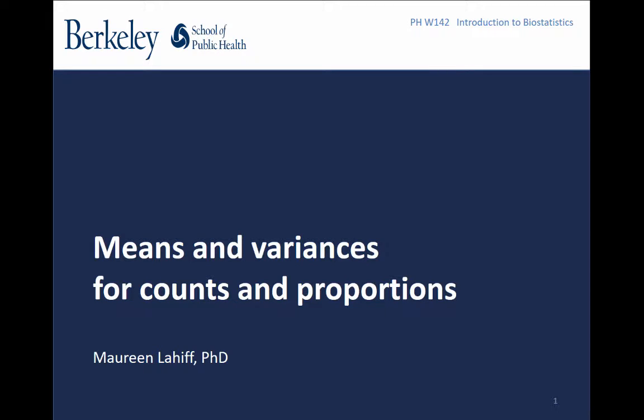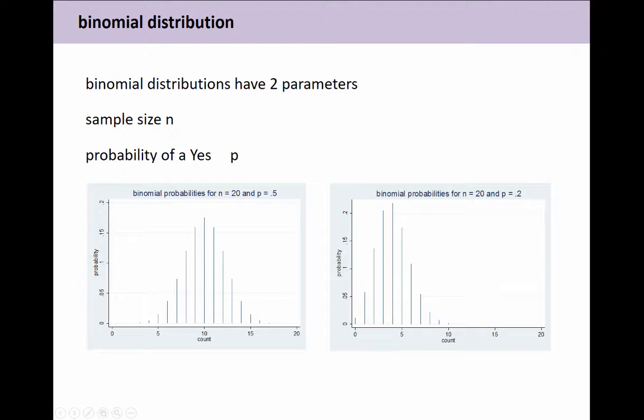Now we're going to look at derivations for means and variances of counts and proportions using some of the ideas we've already worked out for sums and averages. A lot of this derivation is in the reader in section 6. So here are two binomial distributions, spike plots of the probabilities of the count.